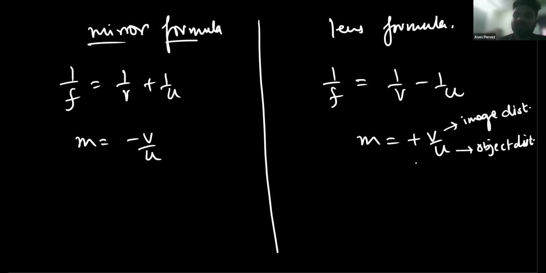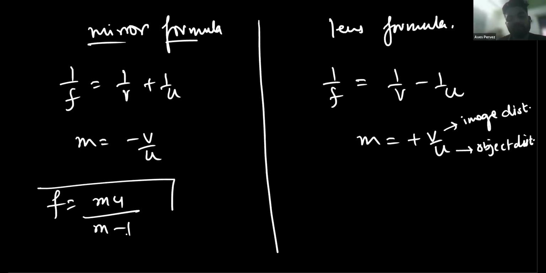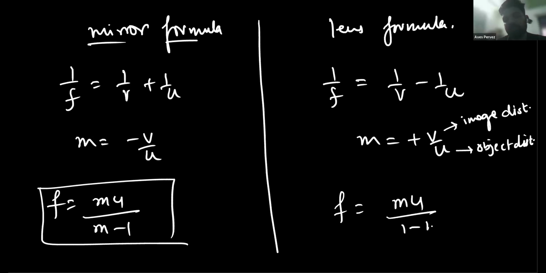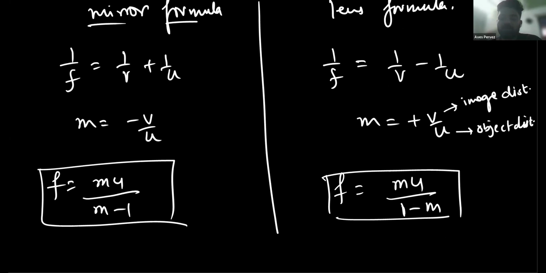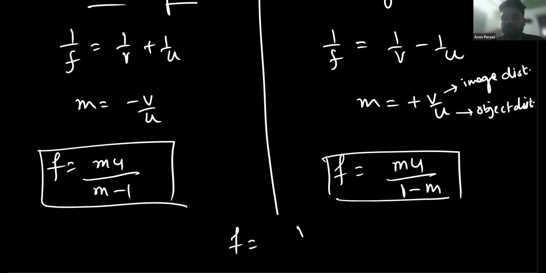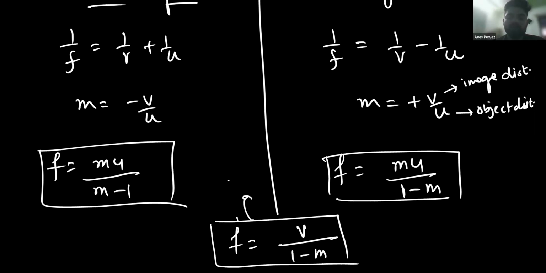And this is the main difference. We have the formula f equals mu upon m minus 1 for the mirror. We have the formula f equals mu upon 1 minus m for the lens, if we have magnification and u given to us. And we have f equals v upon 1 minus m for both mirror and lens. We have to write this one while solving the numericals.